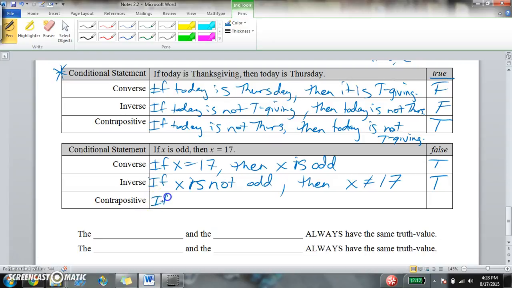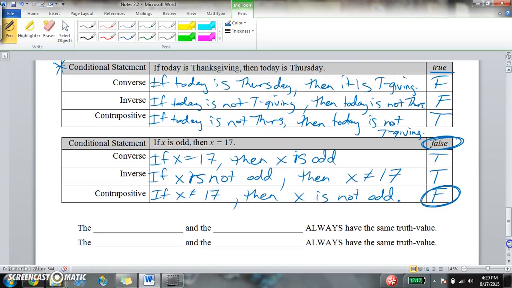Contrapositive, if x does not equal 17, then x is not an odd number. Note that the original statement was false, so the contrapositive automatically has to be false. If x is not 17, well, x could be any other number besides 17. It's saying if this happens, then x is not an odd number. Well, there's a lot of other odd numbers that are not 17, so this is not a true statement.